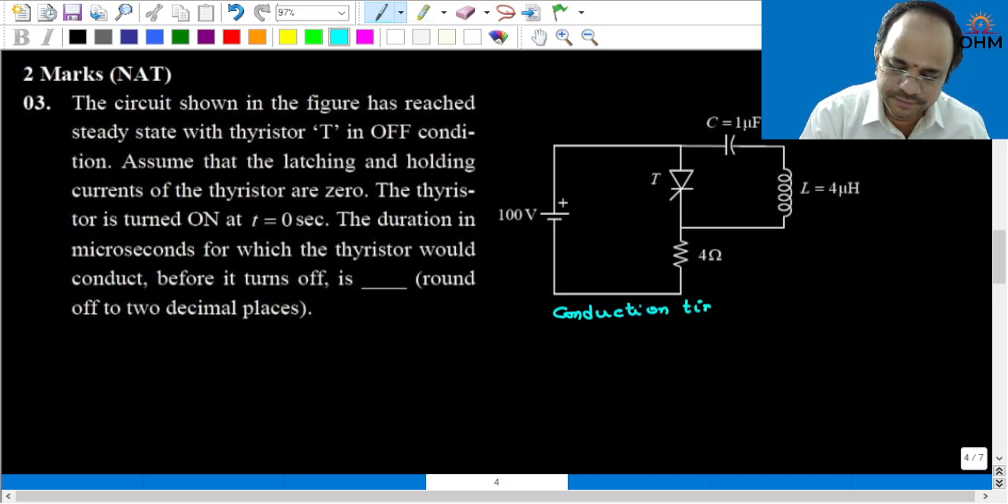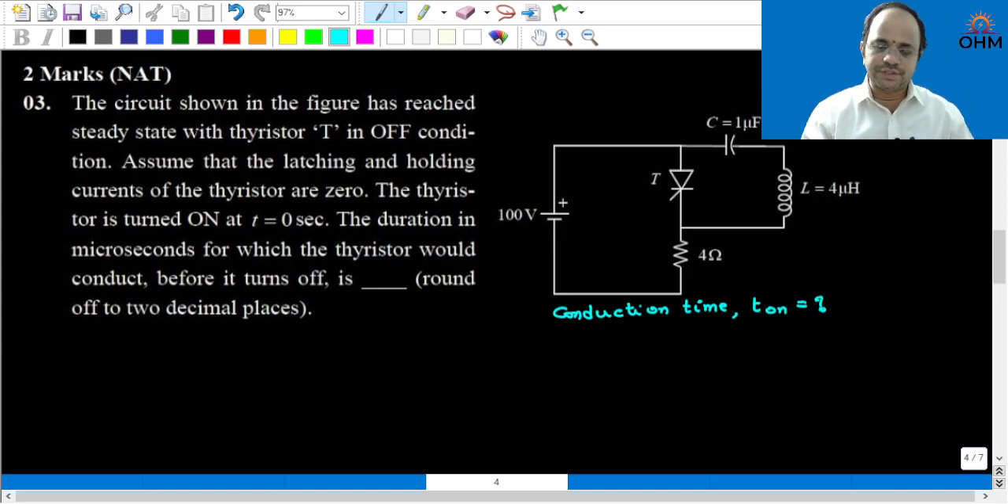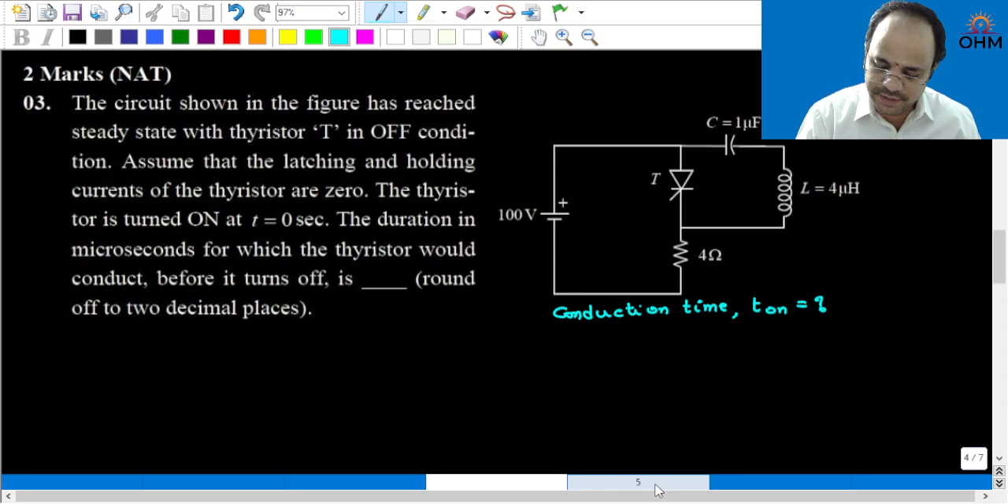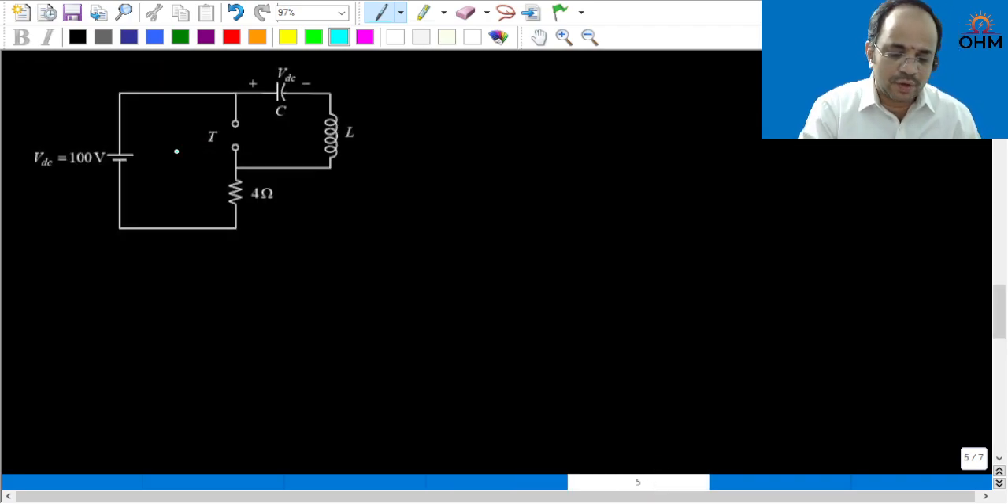Let us say the conduction time is T on. What is T on? How much time the SCR will be in the conduction state. Now, initially, let us assume that this thyristor is in the off state, therefore the capacitor will be charged to the source voltage as shown in this figure, with this polarity.